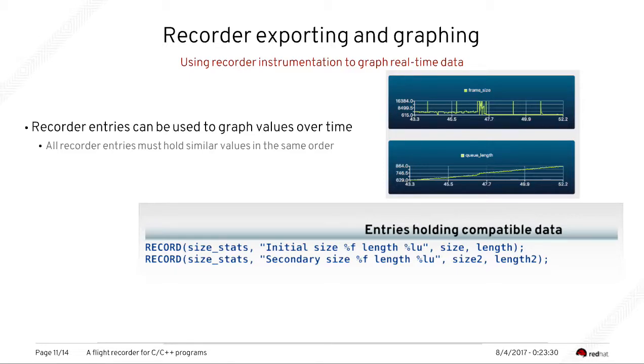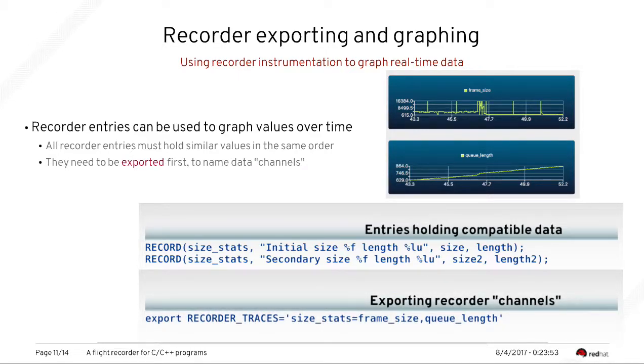So in that case, we have two records, and they are compatible because the first argument is a floating point value, %f, and the second argument is an unsigned long. And so they both have the same type, and they also seem to mean the same thing, even if the variable name is not the same.